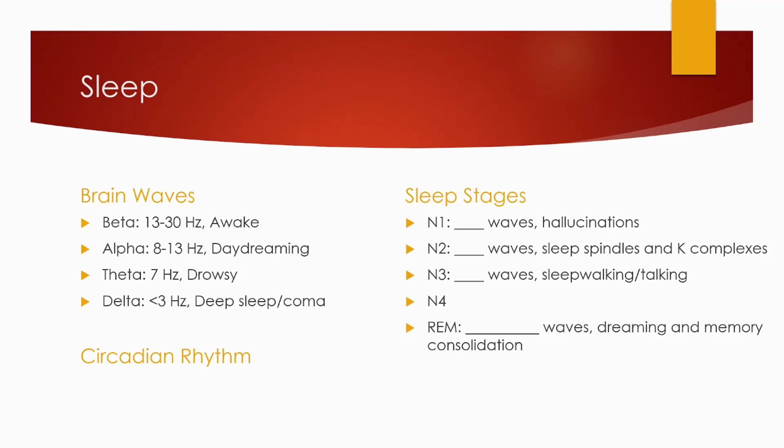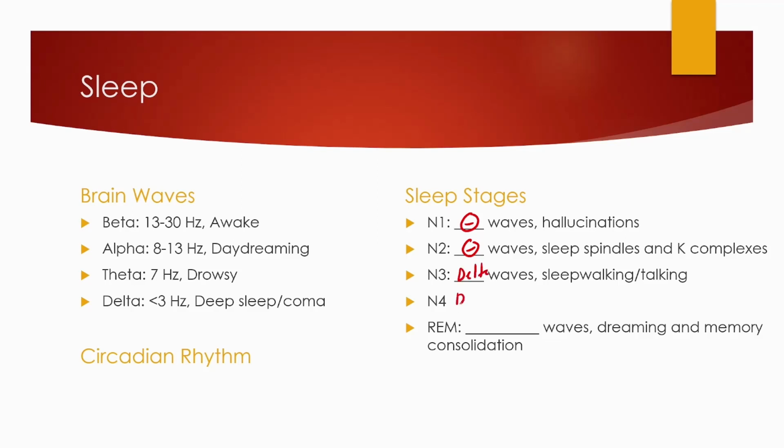There are 5 stages with different waves. In N1 stage, theta waves are going to be dominating. Hallucinations and the Tetris effect occur in this stage. N2 sleep is dominated by theta waves as well. And this is where sleep spindles and K complexes will be observed. I'll show you what they look like in the next slide. But for now, let's focus on N3 and N4, which are essentially the same stage. I'm not sure why the MCAT differentiates, but they're both dominated by delta waves.